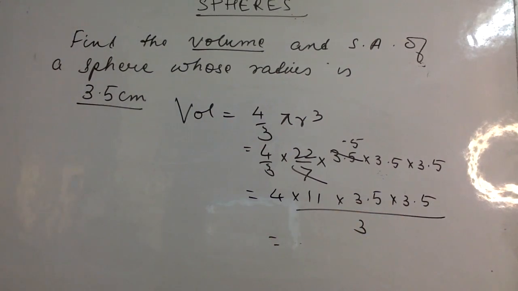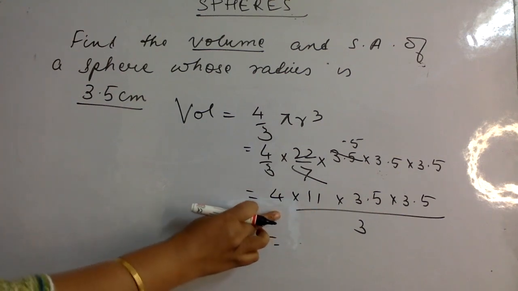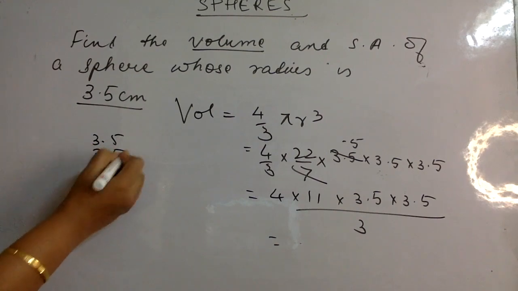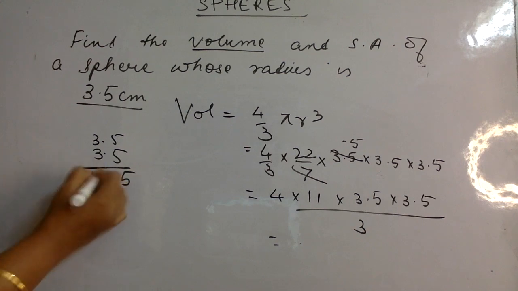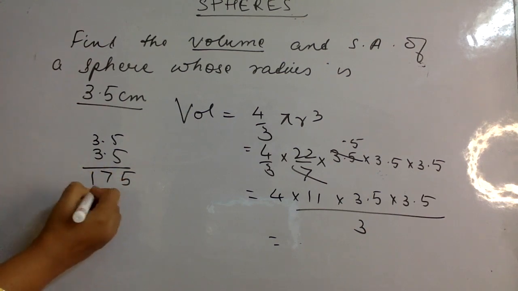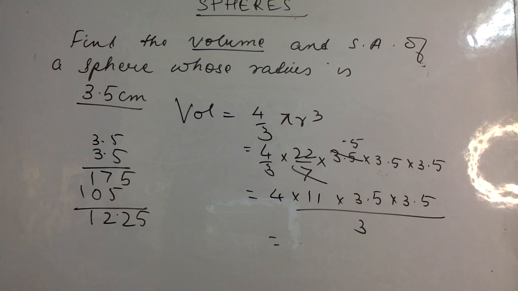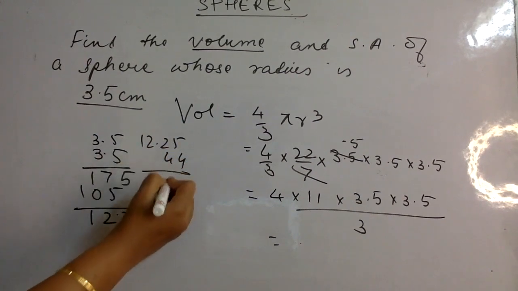So how do we further multiply it? If we multiply this, we'll get 44. And 3.5 with 3.5 gives how much? 12.25 into 44.